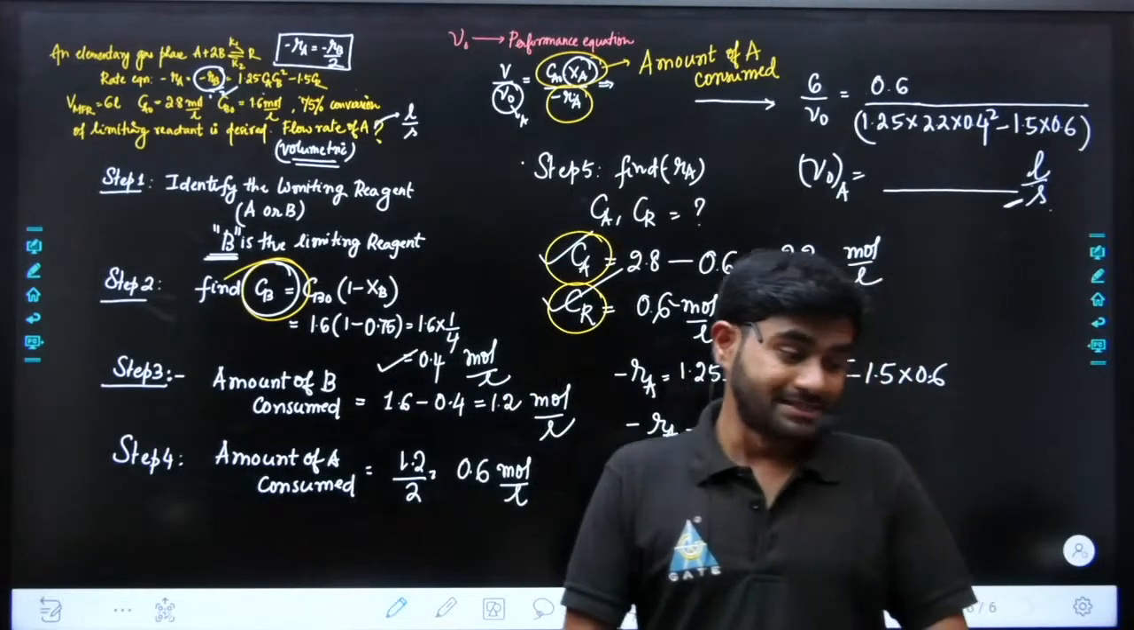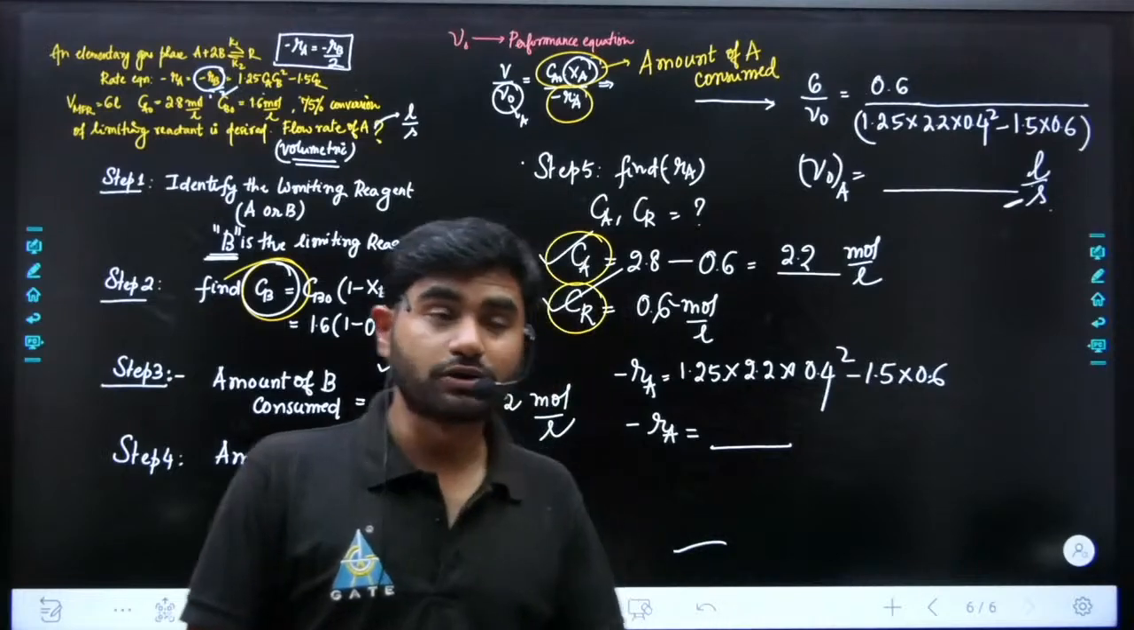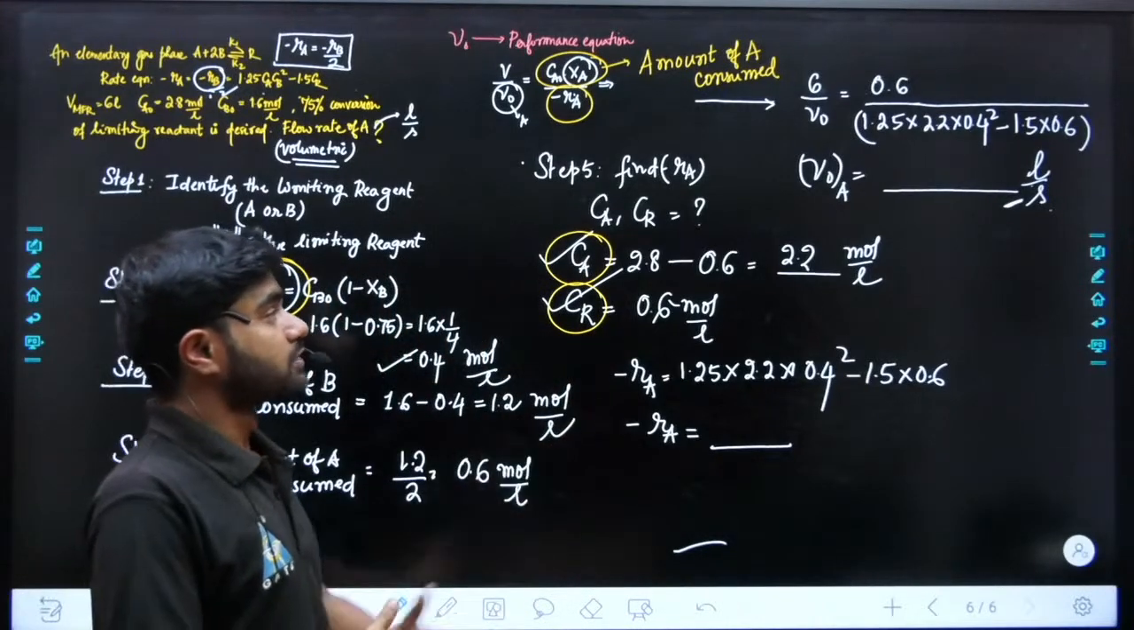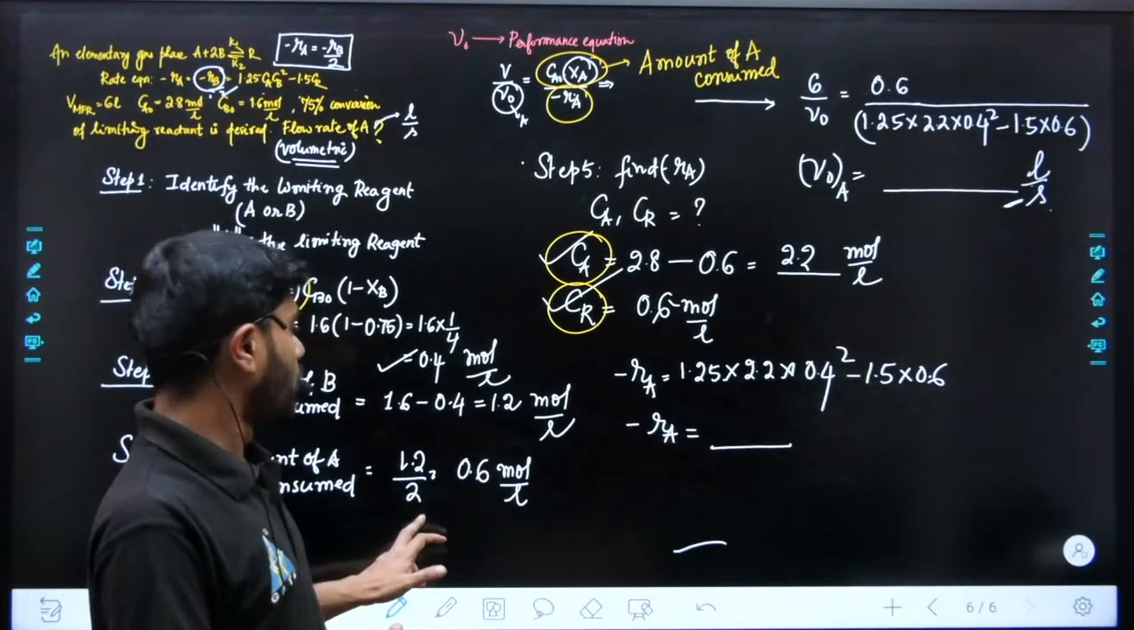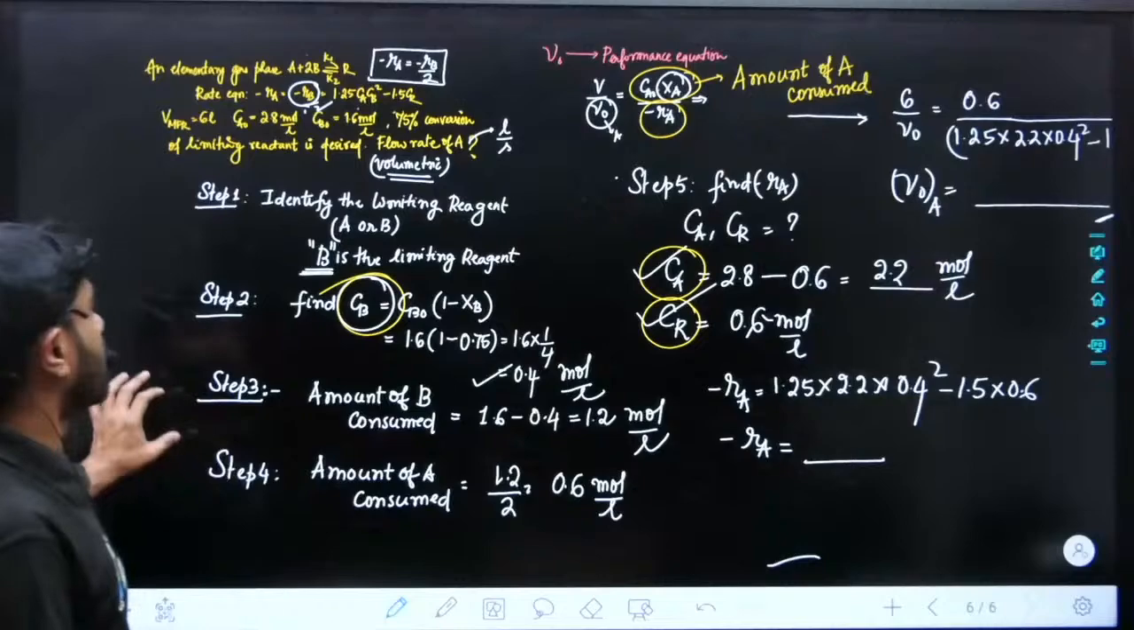4.6 actually. V naught is coming as 4.6 according to your calculation. Right. So this is what we have done so far for this question.